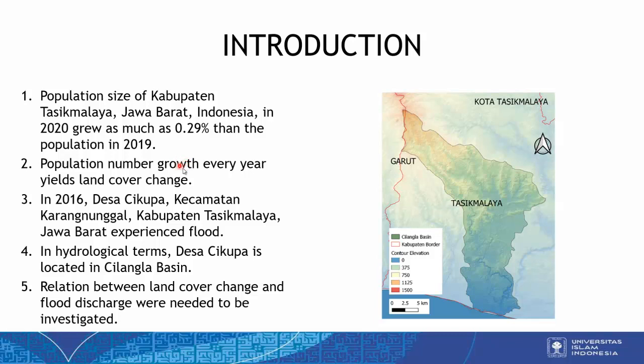rainfall will rise. In 2019, Desa Cikupa, Kecamatan Karangnunggal, Kabupaten Tasikmalaya, Jawa Barat experienced flood. Based on the hydrological terms, Desa Cikupa is located in Cilangla Basin. So, by using this investigation, we want to know the relation between the land cover change and flood discharge.